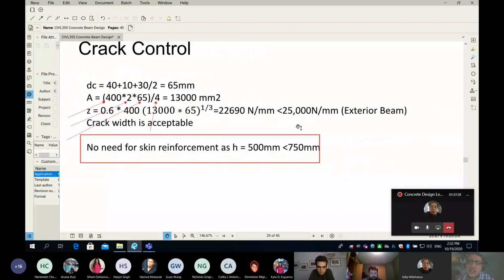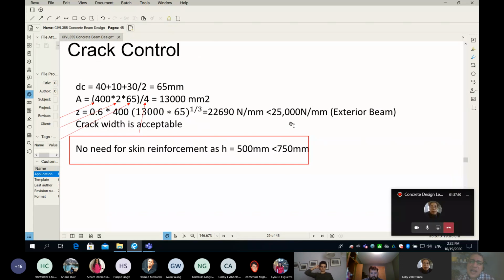And remember, the beam is exterior. It means it has to be less than 25,000 for your beam to pass the crack control check.